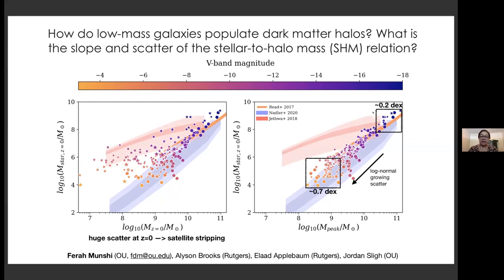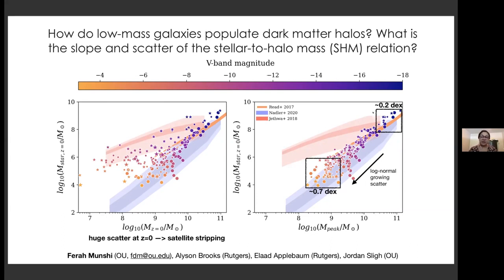As you can see, we have a growing scatter, so it moves from about 0.2 dex, as we'd expect in higher masses at the classical dwarf range, but down in that ultra-faint dwarf galaxy range, our scatter increases to about 0.7 dex. For clarity, we've modeled our scatter using a log normal growing scatter model.